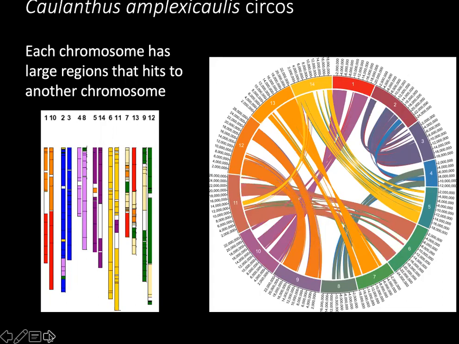Further evidence of this whole genome duplication event can be seen by comparing the genes in all of the chromosomes. We can see that many of the chromosomes have large regions that hit to other chromosomes. It's almost 1-to-1, whereas 7 chromosomes hit to another 7, for example, 1-to-10, 2-to-3, and 4-to-8.